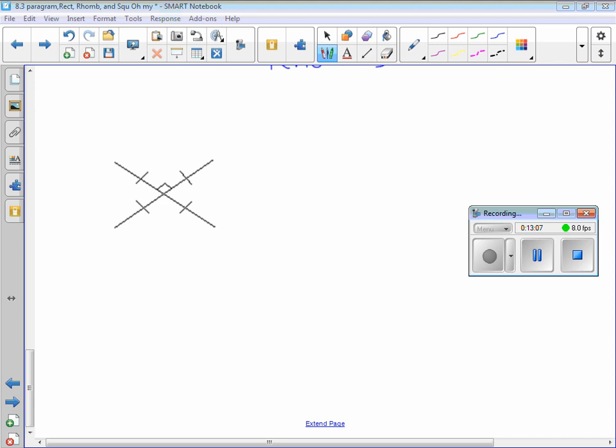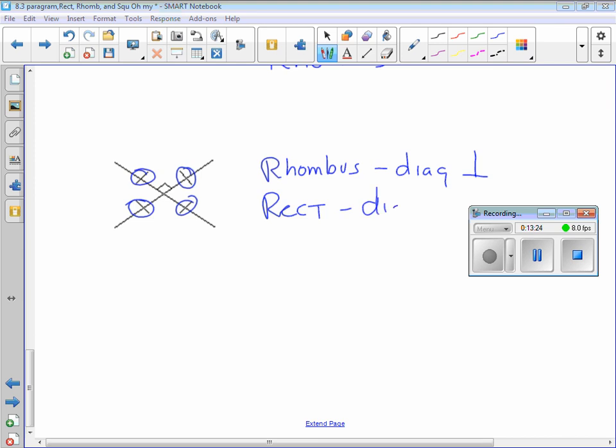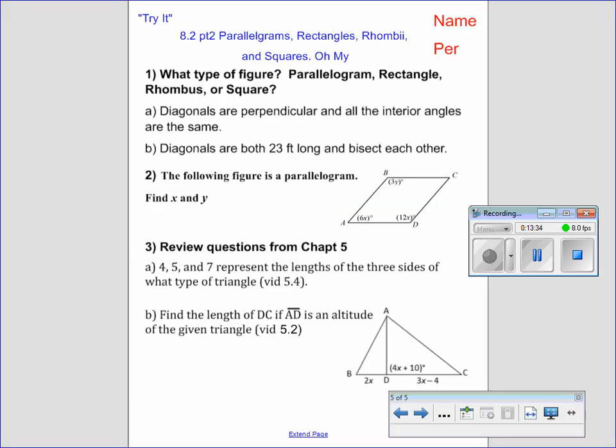All right, here you go. It's a rhombus because the diagonals are perpendicular. It's a rectangle because the diagonals, when they bisect each other, cut them up into congruent parts. So that makes the diagonals congruent. Those two facts go together, and we call it a square. Okay, so there you have it.